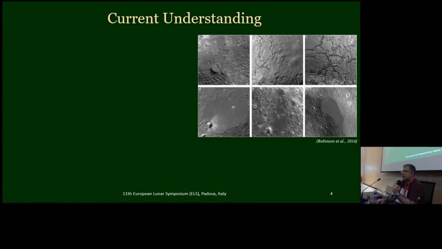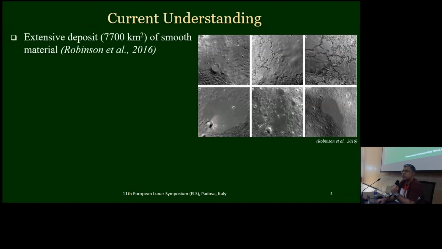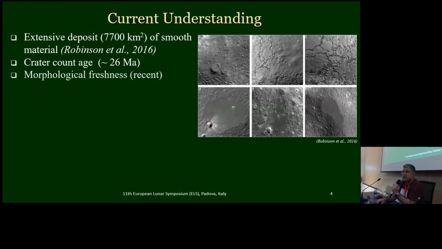This is another depiction from Robinson's work. Based on the previous work, the understanding is that this deposit extends over 7,700 square kilometers. Another paper actually reports twice that. It is primarily morphologically defined as very smooth, and has a very young crater age, which is in line with the morphological freshness of these deposits.